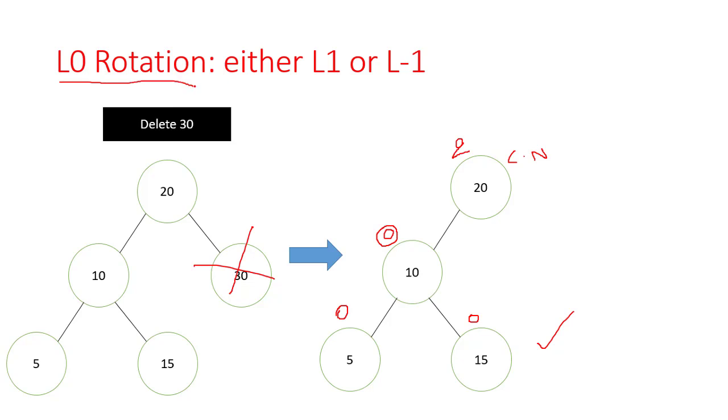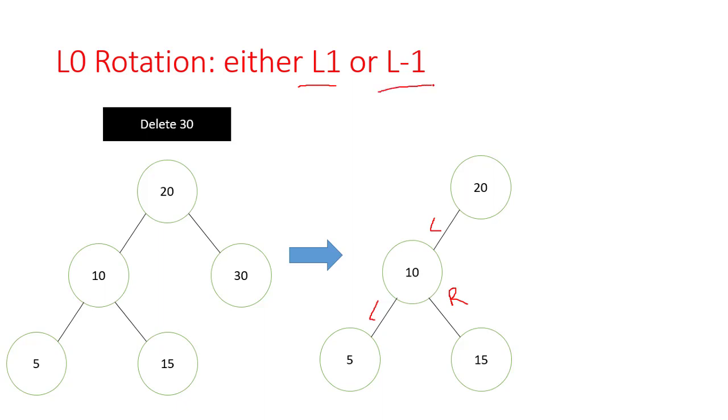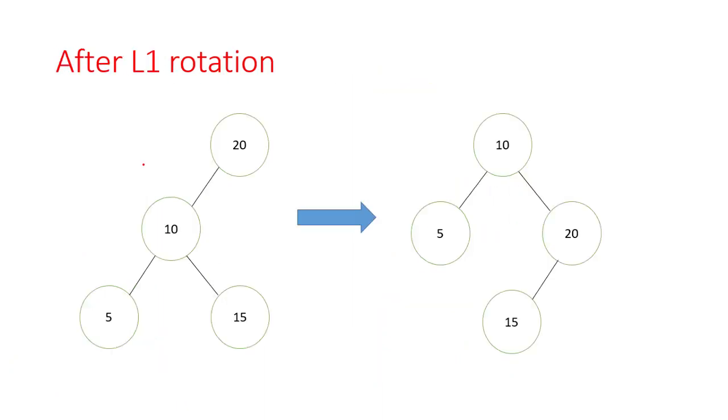And this L0 rotation is also not a new one. So here you can apply either LL rotation or you can apply LR. Here in the deletion we can say, you can apply either L1 rotation or L-1 rotation. So I am applying L1 rotation. 5 will come to this position, 10 will come to this position, 20 will come to this position. Now the right node of 10, that is 15, will come to the left child of 20. This is a very simple rotation.